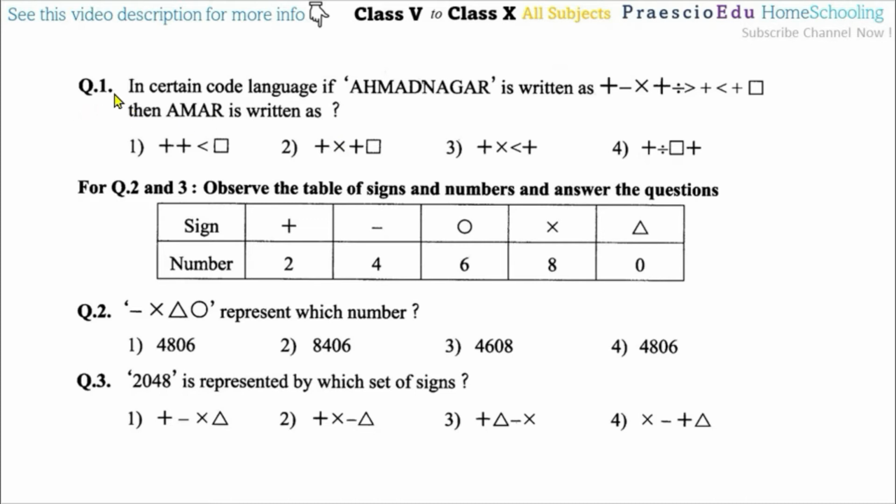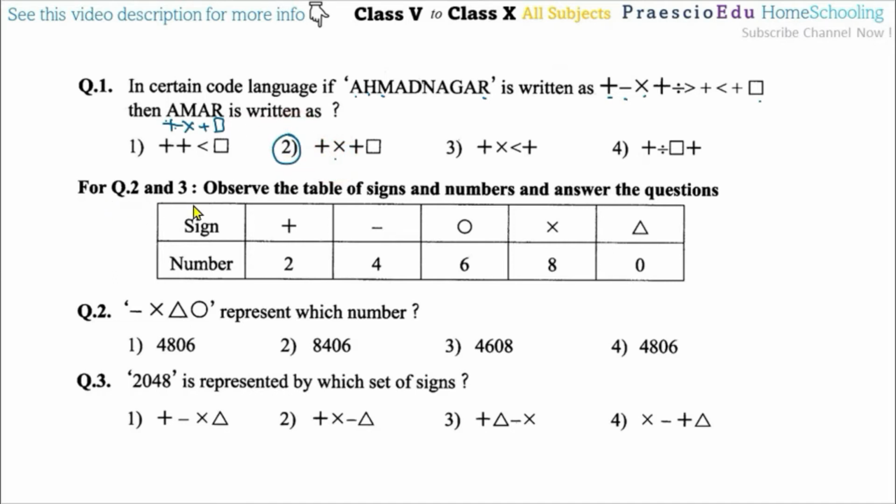Okay, so question number 1 is there. In a certain code language, if Ahmednagar is written as per these sequential symbols, then how is Amar written? A is this plus sign, H is the minus sign, M is this cross sign. Likewise, A means this plus sign, M is a cross sign, again A is a plus sign, and R, the last one, is a square. So after this, the square is there. This is given in option number 2, so we can write it like this.